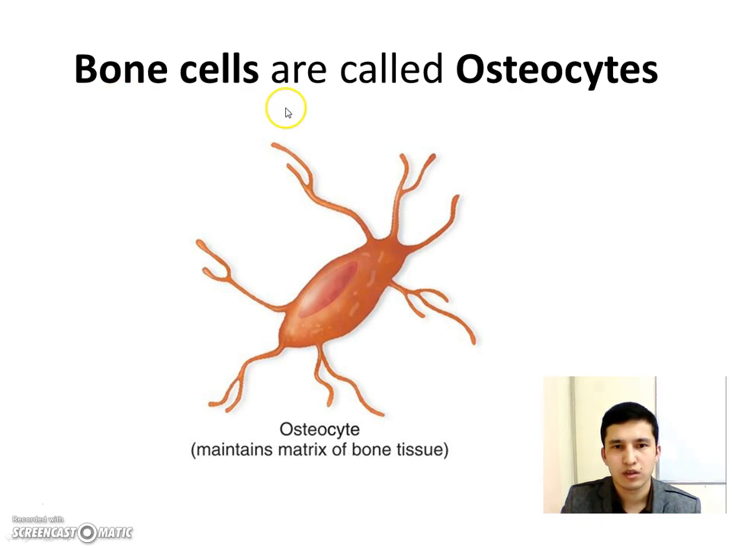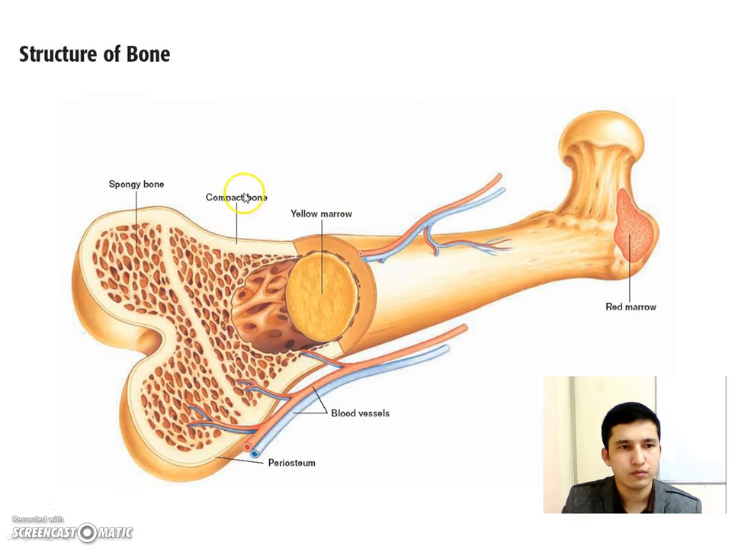So the bone cells are called osteocytes. It's the simplest unit of the bones. Osteocytes produce organic materials for bone production. And also here we have the structure of the bone.